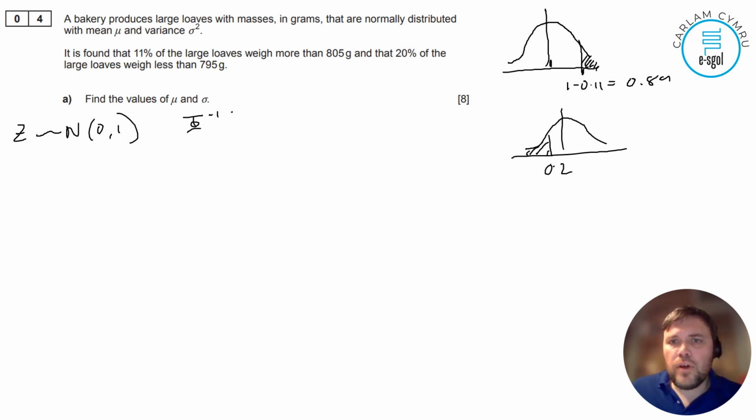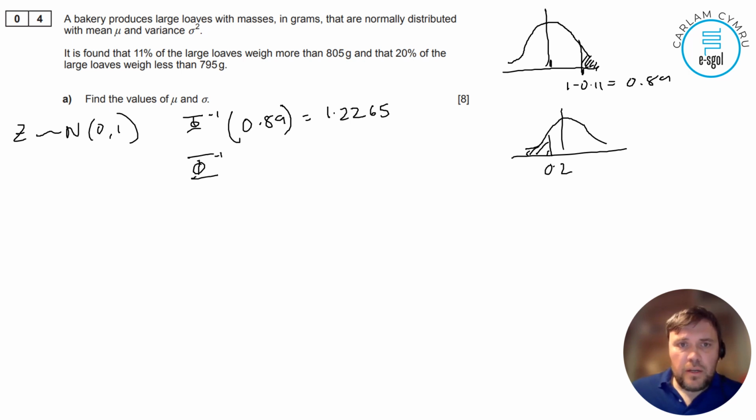Phi of 0.89 is equal to, so on the calculator you would do menu 7, 3 would be inverse normal. You would type in 0 for the mean, standard deviation 1, and for the area 0.89, and equals, and it'll come up with a value of 1.2265. And you need to write it to 4 decimal places because you have to be as accurate as possible.